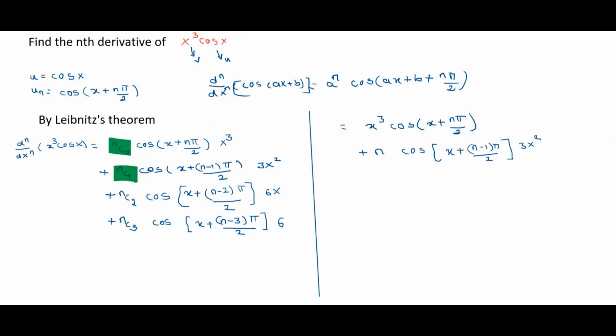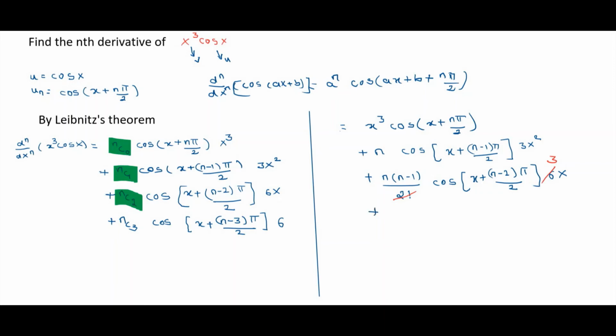Next plus the next term nC2. What is the nC2 value? nC2 value is n into (n minus 1) divided by 2 factorial, and then cos(x plus (n minus 2) into pi divided by 2), into the next term 6x. Here this 2 factorial is nothing but 2, and with this 6 the 2 gets cancelled, we are left with 3.